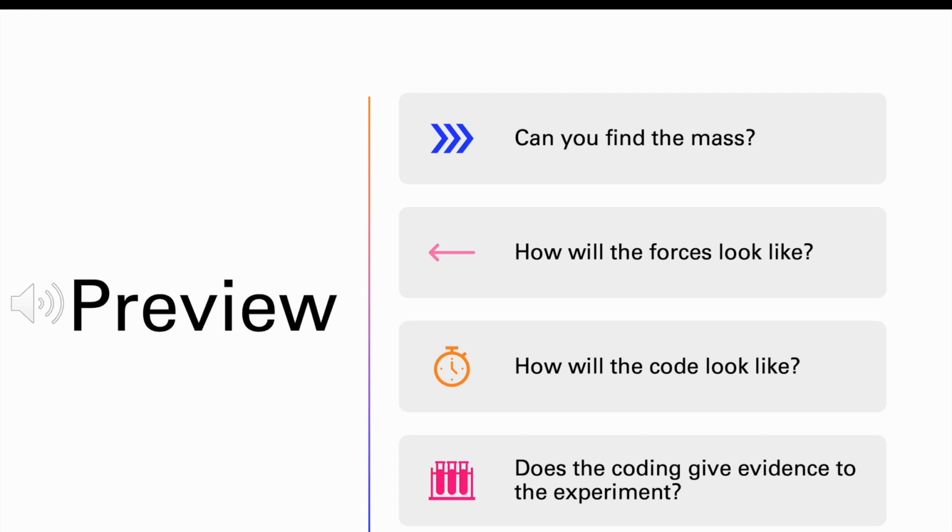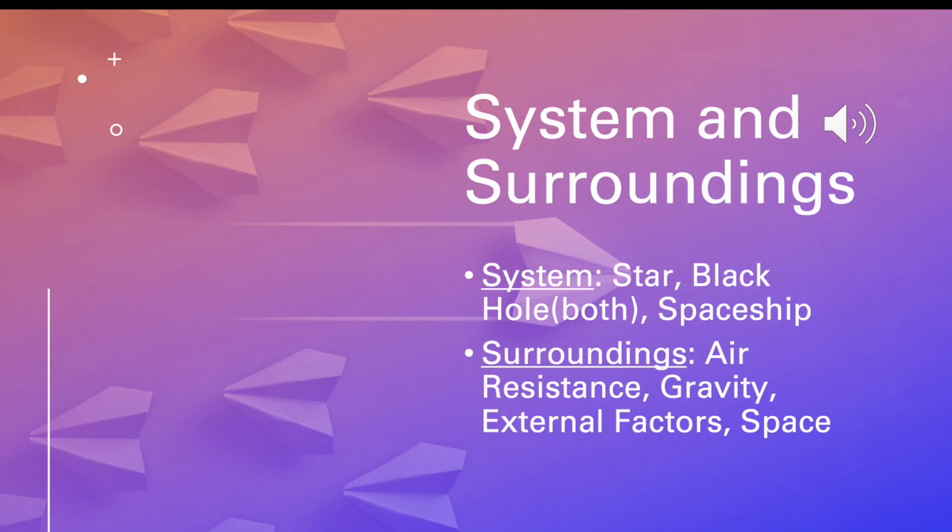The previous questions for this lab include: can you find the mass, how will the forces look, how will the code look, and does the coding give evidence to the experiment? To answer these questions, we can find the mass using the first version of the experiment. The forces will look like F net, F perp, and gravity, where one arrow points in the direction of the center of the rotation and the other with the acceleration. The code will look slightly similar in both with a change in the velocity. And the coding does give evidence for the experiment, in the what if and other questions stated later.